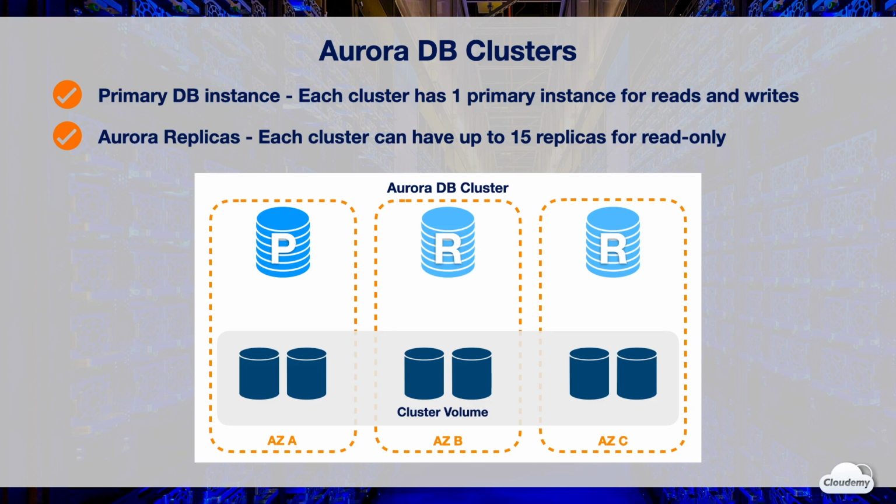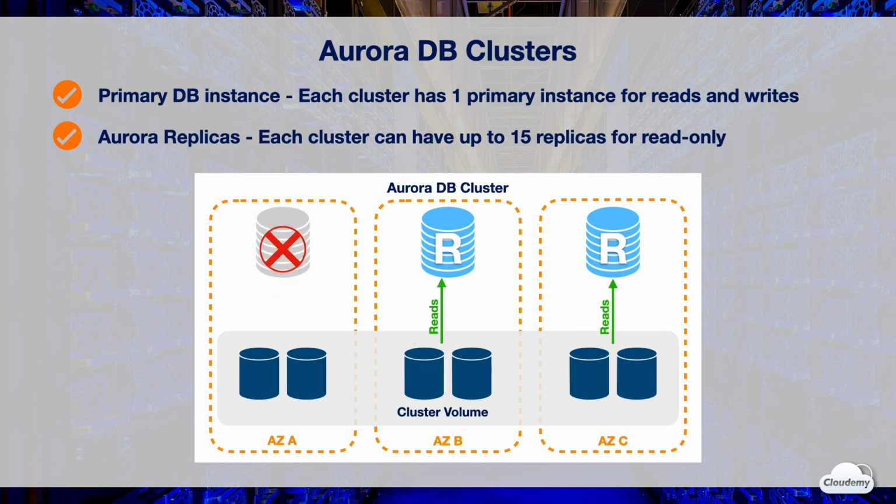We have one primary DB instance and read replicas across multiple availability zones. A cluster volume spans multiple AZs, with each AZ having 2 data storage nodes. When data is written to the primary DB instance, Aurora synchronously replicates the data across availability zones to these storage nodes. You can place Aurora replicas in different availability zones to provide high availability. These read replicas offload read operations from the primary DB instance.